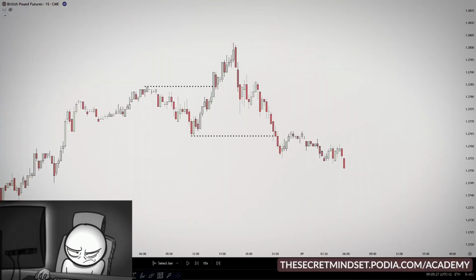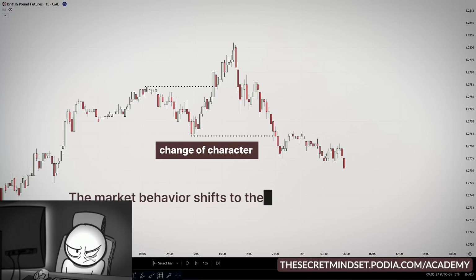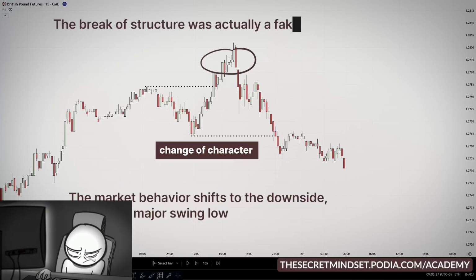After the break of structure, we need a change of character, but now in a bearish direction. This is when the market behavior shifts to the downside, breaking a major swing low. This price action movement confirms that the break of structure was actually a fake out, a trap for buying traders, and also shows that there's real strength behind the downward move. At this point, traders who were long start to realize they've entered at a bad time, and this can lead to some selling as they try to exit their positions, further fueling the downward move.